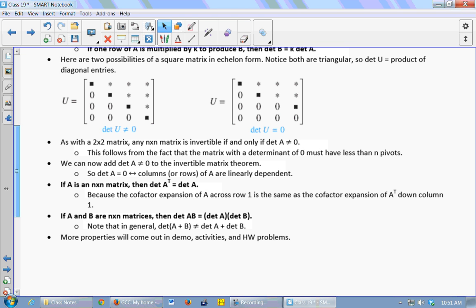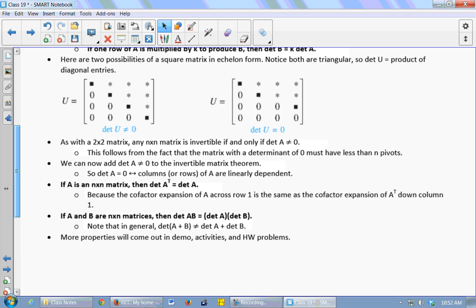So you can add the determinant non-zero to the invertible matrix theorem now. So now if you know A has an inverse, you know its determinant is non-zero, and everything else in that list is also true. If the determinant is 0, everything in that list is false. So if the determinant is 0, that means that A is not invertible, it's singular, and so its columns would be linearly dependent, as would its rows. Because if the determinant of A is 0, so is the determinant of A transpose.